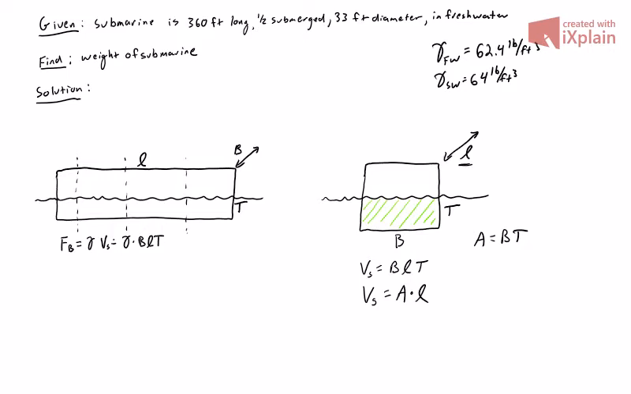So this strategy of calculating what we call a cross-sectional area that's going to be the same along the entire length can be utilized for things other than just easy rectangles. Rectangles are easy, beam times draft.